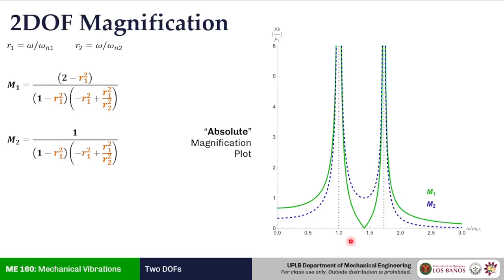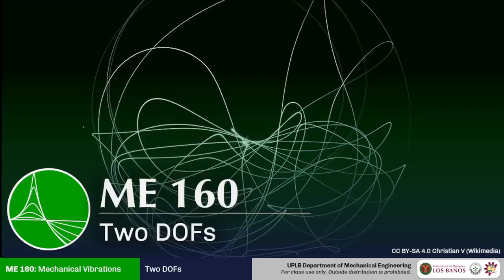Next, where is the zero amplitude of x1? So x1 is now M1 here. It's actually here. So what are the implications of this? This has strong implications for vibrational absorbers or tuned mass dampers, but that will be for a future lecture. And for now, thank you so much, and I hope you have a great day.